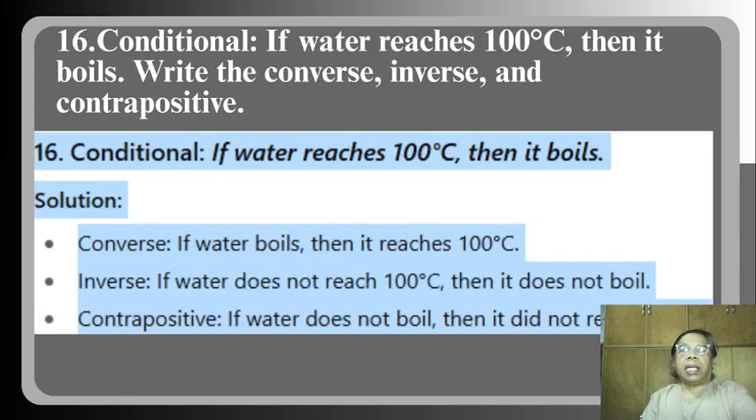Number 16. Conditional: if water reaches 100 degrees centigrade, then it boils. The converse: if water boils, then it reaches 100 degrees centigrade. Inverse: if water does not reach 100 degrees centigrade, then it does not boil. Contrapositive: if water does not boil, then it did not reach 100 degrees centigrade.